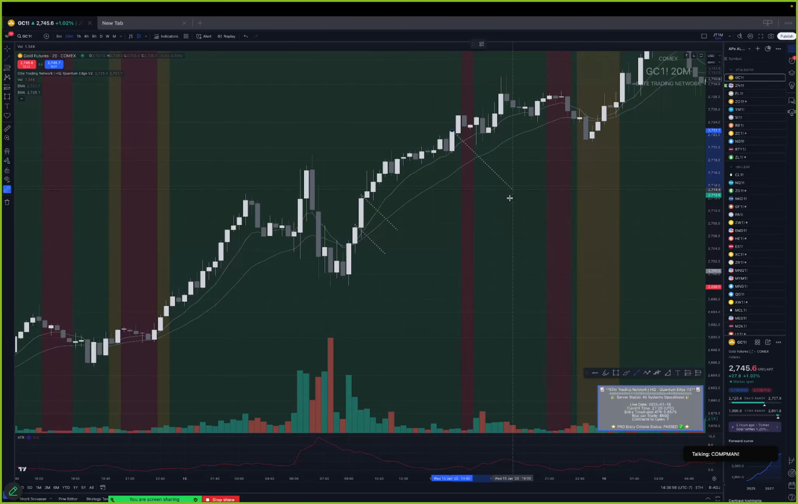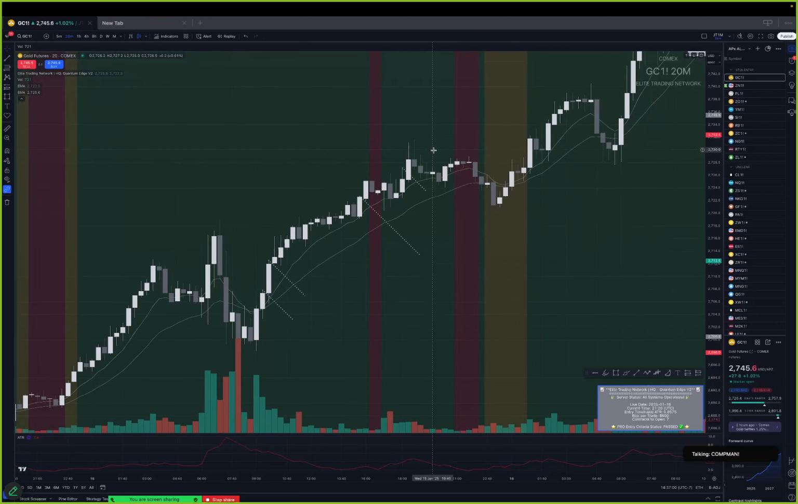For example, this buy stop. I wouldn't have taken any of these, right? Or like this one. This is weak. This is a mix of both. This is indecision and weak.